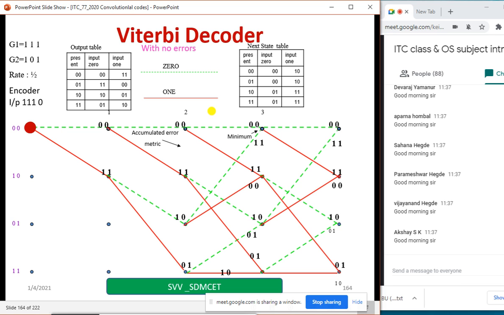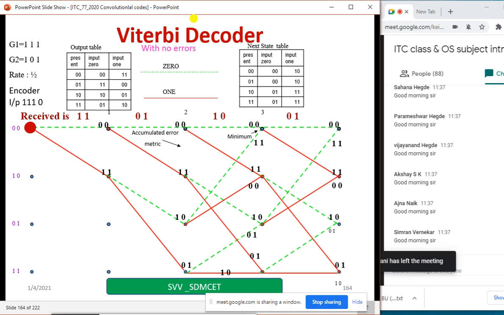Now, considering a trellis, I am taking G1 equal to 111, G2 equal to 101, and a rate half encoder. The input was 1110, and I got some output. That output I will take as an input. I will use a Viterbi decoder for decoding it. So let us consider.